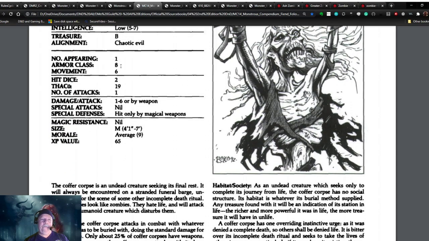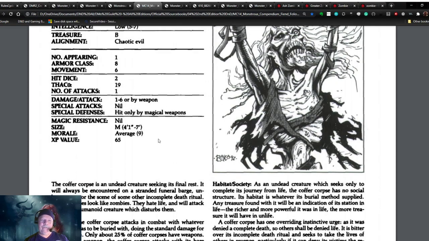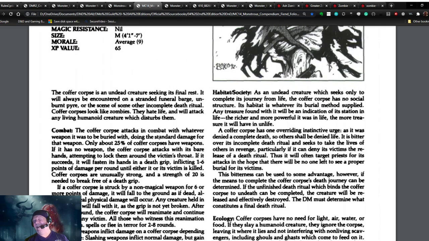Well, armor class 8, hit dice 2, THAC0 of 19. Wow, it sounds a whole lot like a normal zombie. Well, it's a special kind of normal zombie, if you follow what I'm saying here. It's an undead creature seeking final rest, always encountered on a stranded funeral barge, unburnt pyre, or the scene of some other incomplete death ritual. They look like zombies, hate life, and will attack any living humanoid creature which disturbs them.